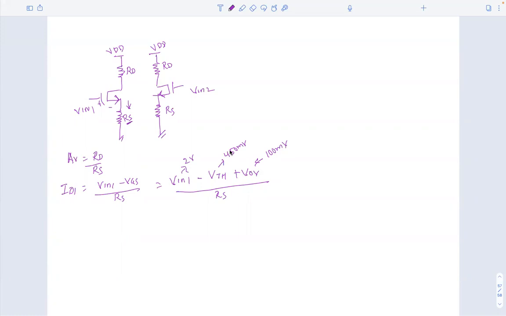Okay, so if the current varies a lot, then the overdrive voltage changes very little, correct? Because this is 100 milli, even if you add 50 milli, compared to 2 volt, this is very small. So in that way, you can approximate it like Vin1 minus VTH by RS. Vin is the input, and VTH is the threshold, it is also constant, and RS is also constant. So the current mostly depends on RS here.